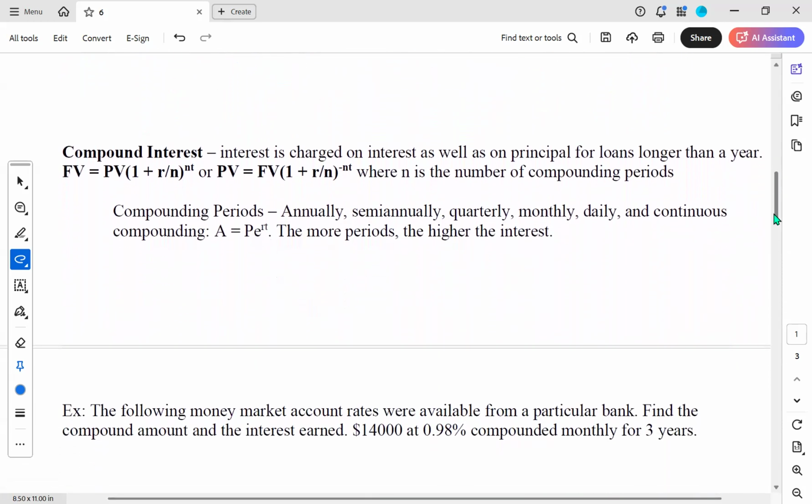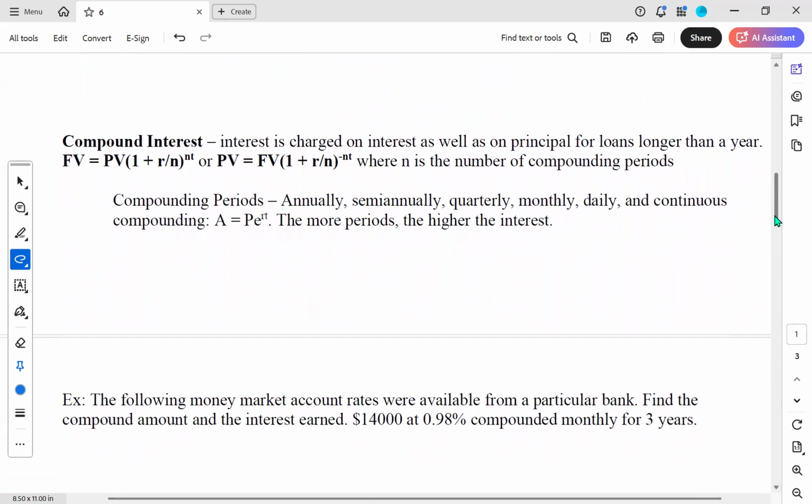All right, compound interest. This is what banks like to do, credit cards like to do. They like to charge compound interest. That's interest charged on the interest as well as any principal that you still have. So they're double whammying you kind of. All right, this is longer than a year. So, like I said, on the test, I follow these rules. If it's longer than a year, then you're going to use the compound interest formulas, which are right here. If it's a year or less, then you're going to use your simple interest.